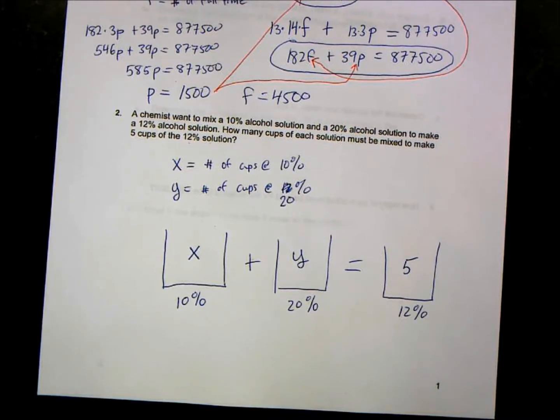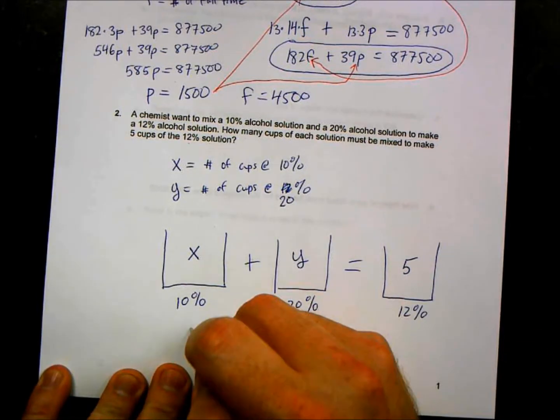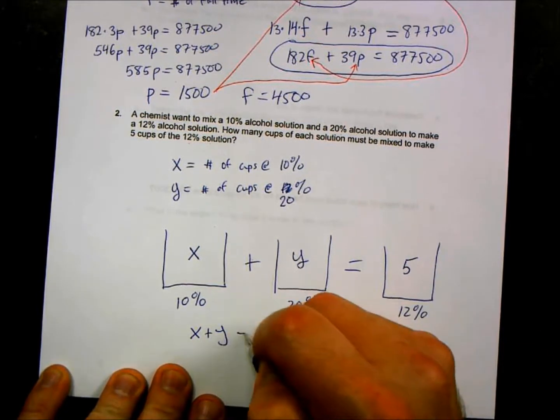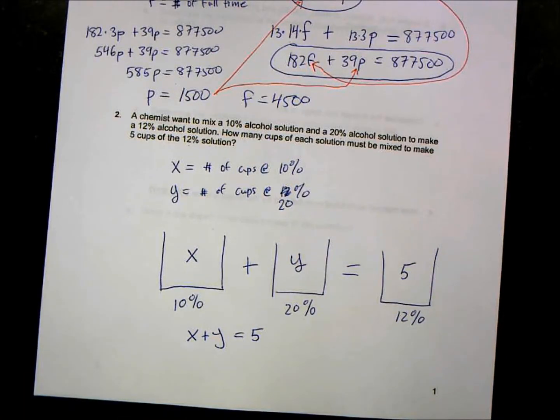Anybody got an equation for me? How can I get Y alone? I need an equation first. Y equals 5 minus X. Correct. All right, so I would write the equation this way first, though. X plus Y equals 5. There's my first equation. Why is that an equation?